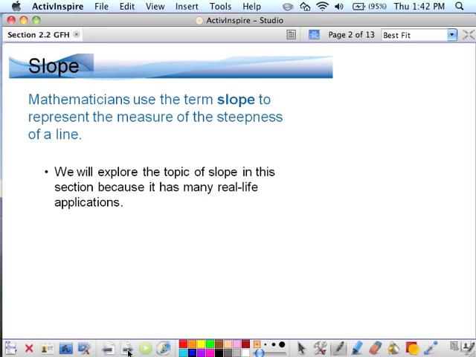Aside from steepness, a lot of us know slope is also referred to as the rate of change. So we want to be able to use both of those as working definitions for slope: steepness and the rate of change of a line or linear situation.